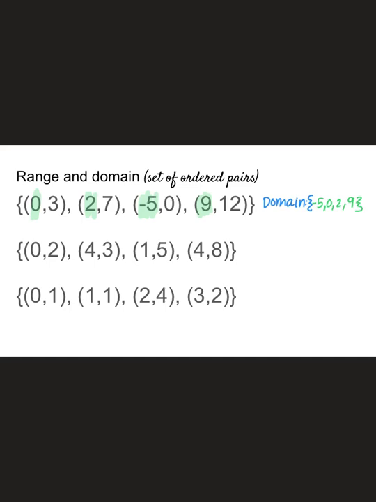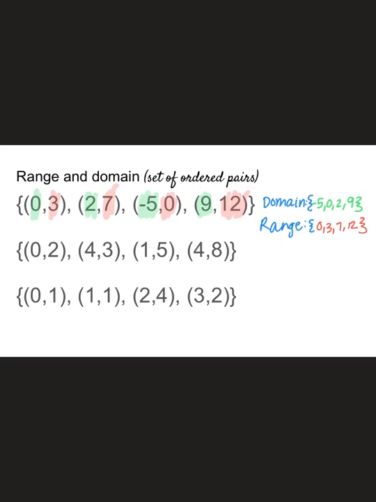And then the range are all the y values. We'll highlight those in a different color. We've got 3, 7, 0, and 12. And again, we're going to put those in order. Zero, 3, 7, 12.